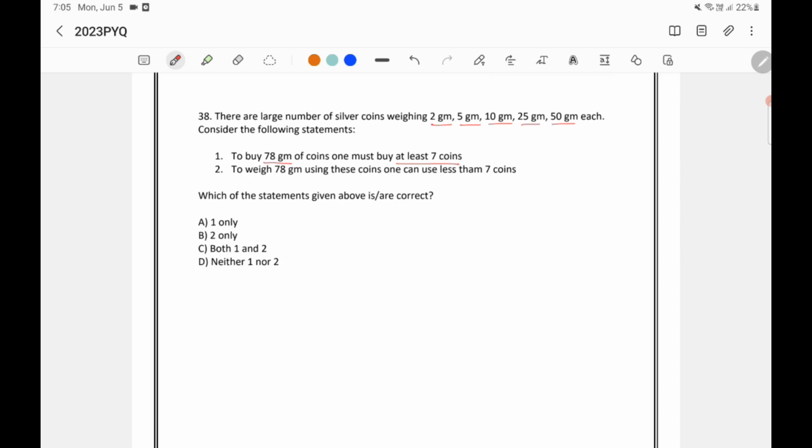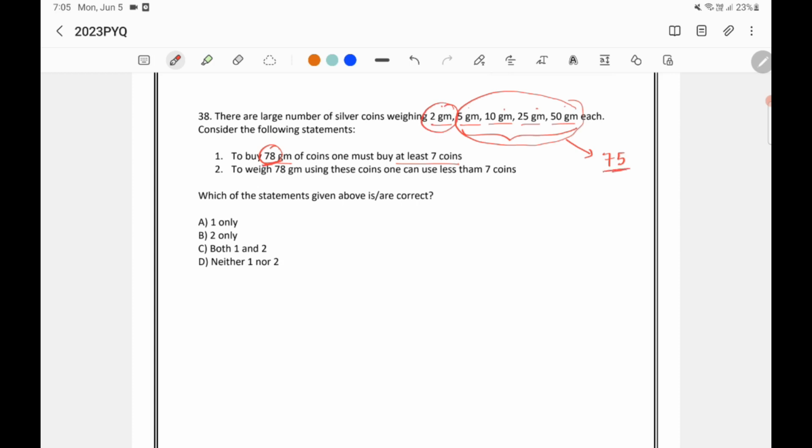Now if you see the silver coins, there are actually 1, 2, 3, 4, 5 coins. Out of these, 5, 10, 25 and 50 are multiples of 5. So if I use all these coins, I can only get a multiple of 5 as the weight. In the first statement it is asking about 78 gram. So using these, maybe I can make 75 grams, and the rest I have to use the 2 gram coin, but this is 78 gram.